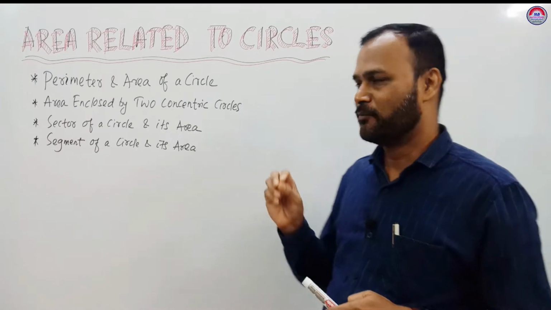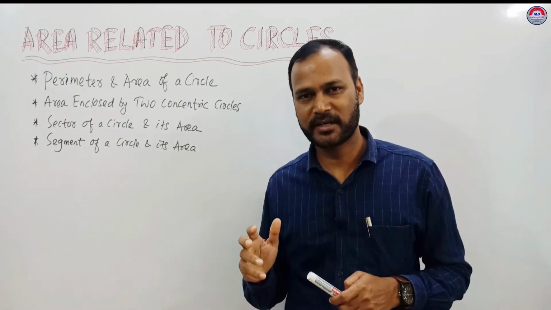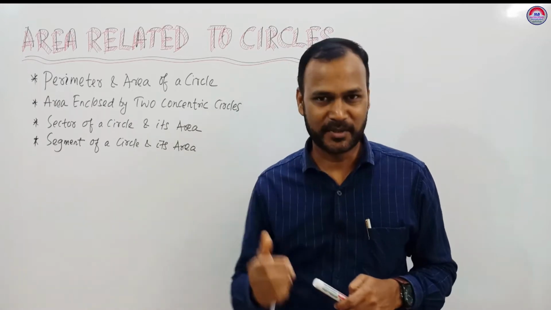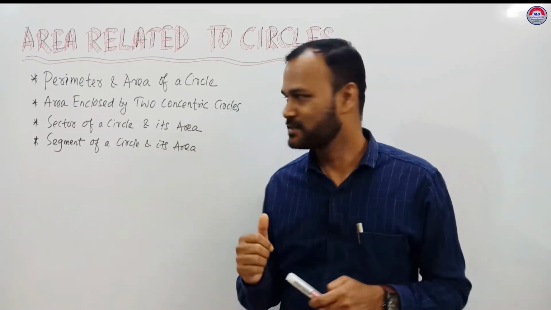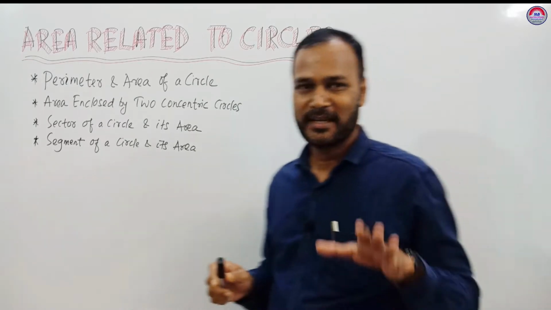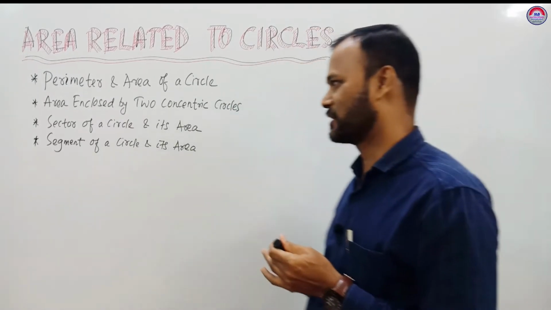Here we learn perimeter of the circle, that means circumference, area of the circle, area of the sector, area of the segment, then concentric circles. So friends, let us start with circle.